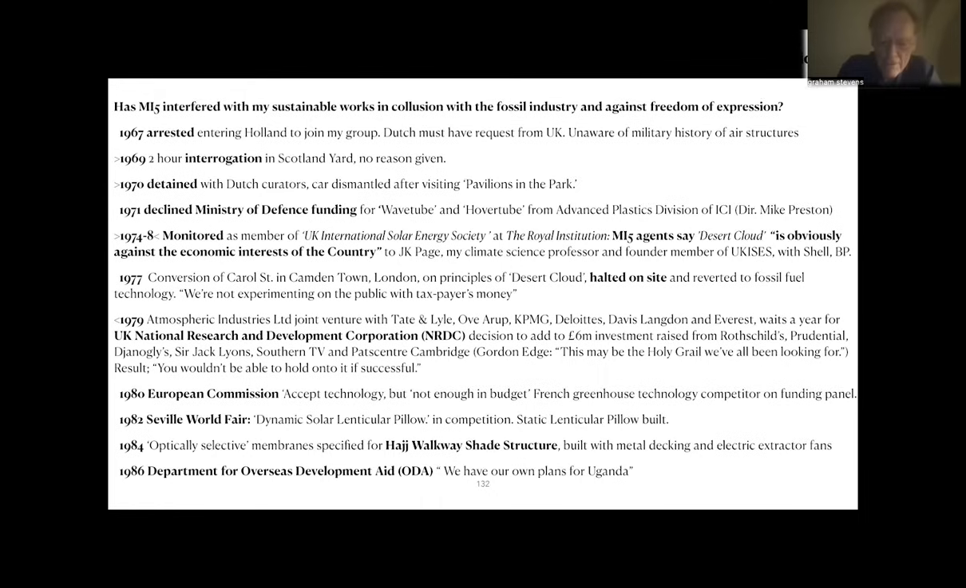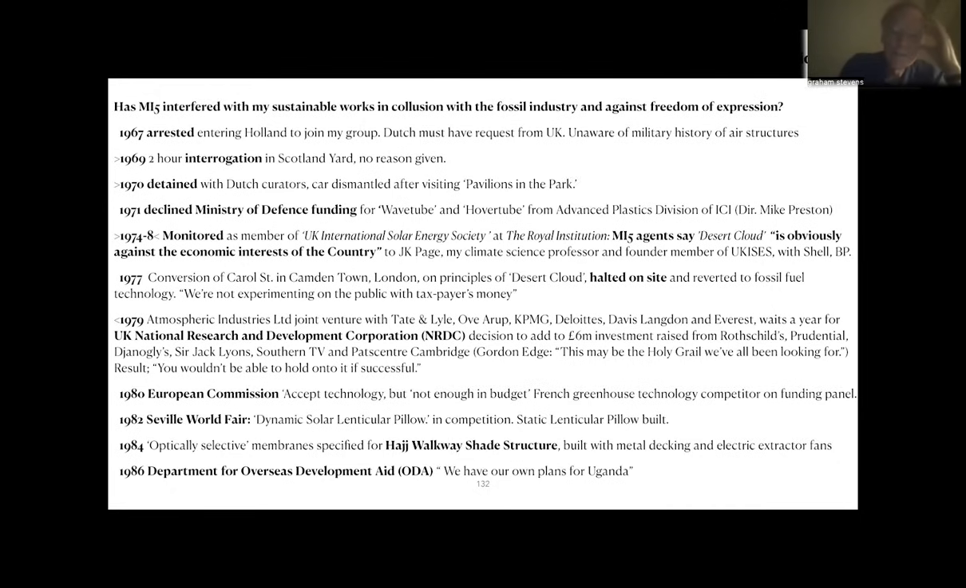Gustav Metzger, who organized the Destruction Art Symposium, was a member of the Committee of 100 with Bertrand Russell. So I think the security services were just worried about all artists, basically. So they started following 5,000 people to find out what was going on. I was interrogated for 2 hours in Scotland Yard without any reason given, and then detained by the Dutch police when I was with two Dutch curators.